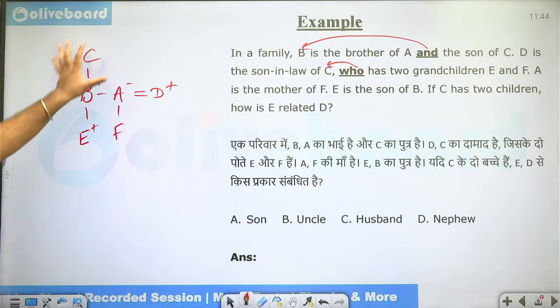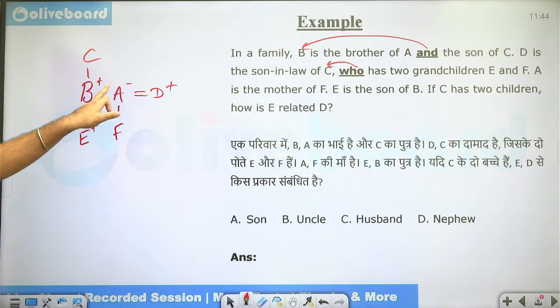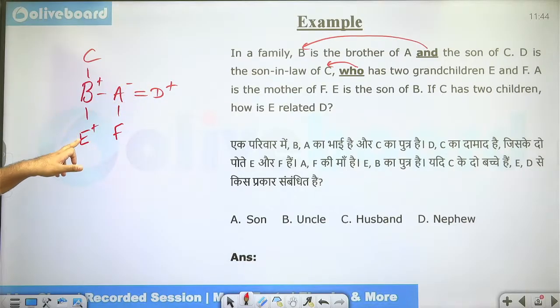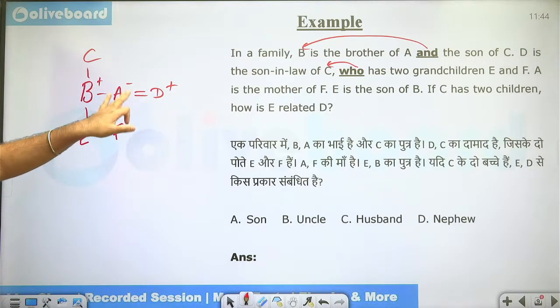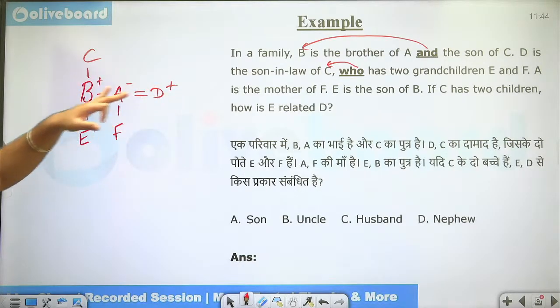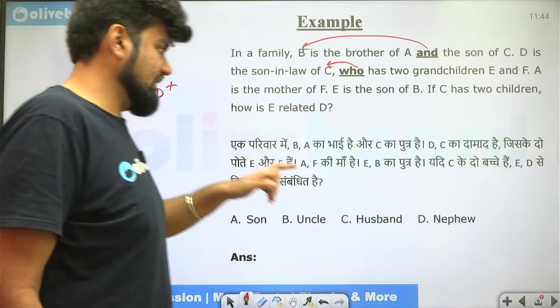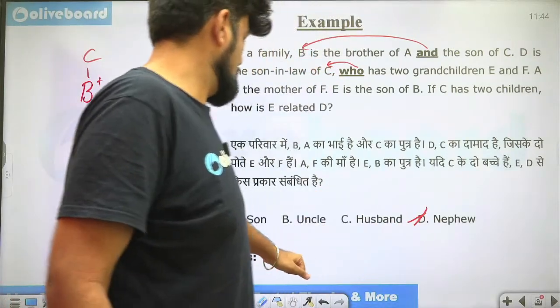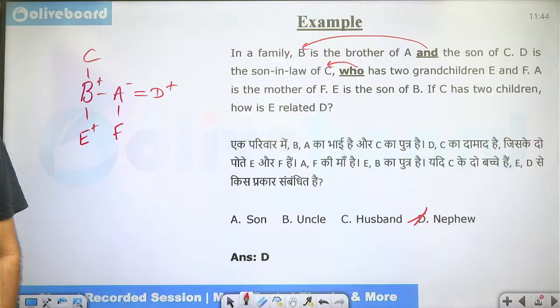Okay, this is the whole setup. The question is, how is E related to D? So D's wife's nephew, or D's nephew? D's wife's brother's son is D's nephew. So the answer is option D, nephew. This is your direct blood relation. Very good. Excellent, beta. Good job.